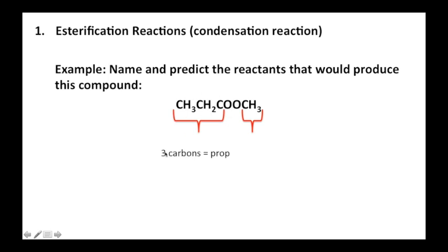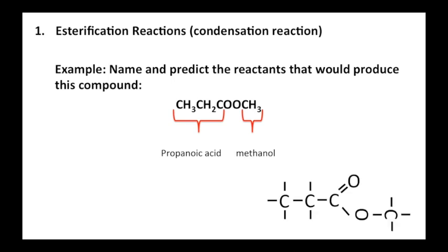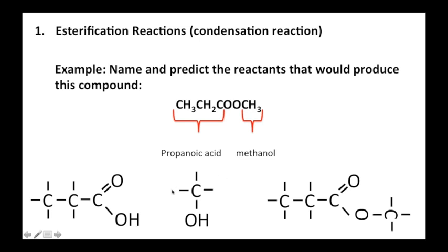Okay, now this parent was 3 carbons long. That's prop. Now this was formerly a carboxylic acid, a propanoic acid. Alright, this is 1 carbon long. That's our branch. It's a meth because it's 1 carbon. It was an alcohol, so it's methanol. So this molecule here, CH3, CH2, COO, CH3, was formed by the reaction of this carboxylic acid plus this alcohol.